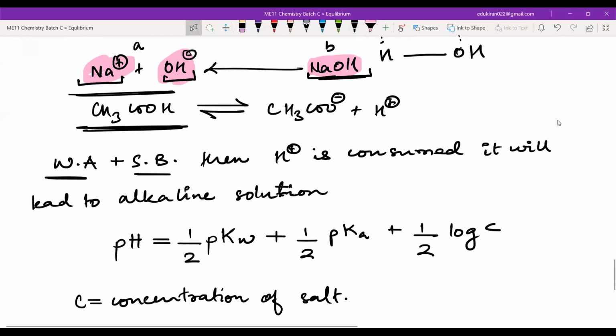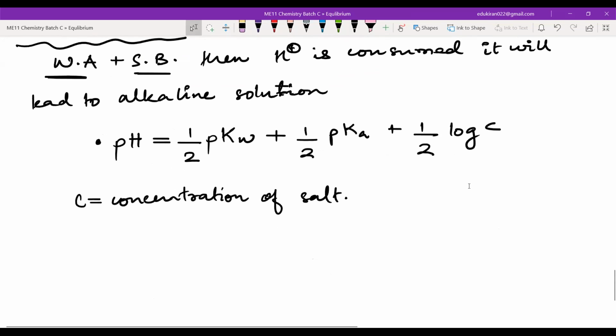Okay, so this is something that you have to write. Weak acid plus strong base, then H plus is consumed and it will lead to an alkaline solution. And this formula you can write, but again, this is not going to be asked in your syllabus, but we need this in order to understand buffer, and hence I am teaching this. Done? Yes, sir. Okay.